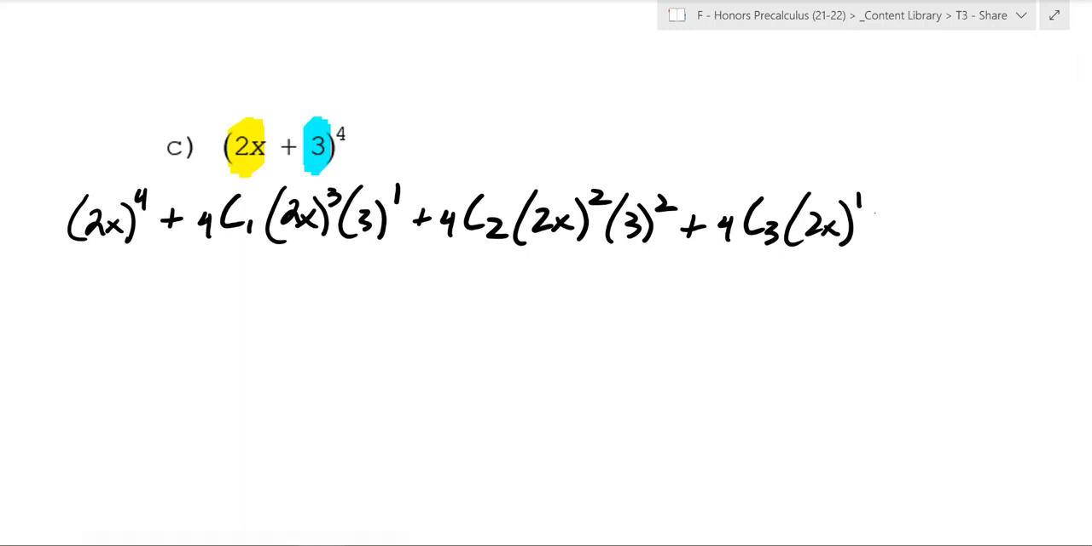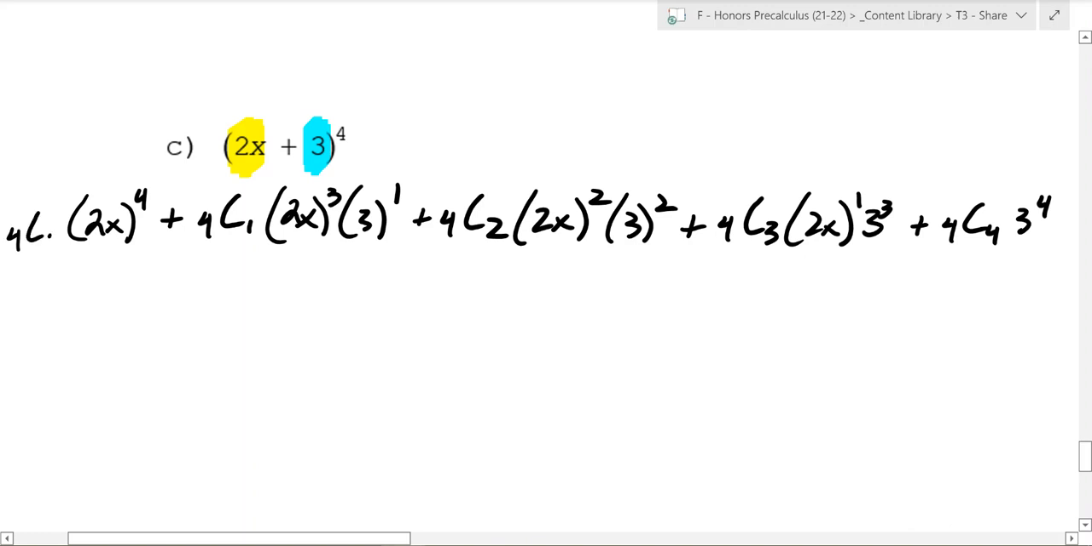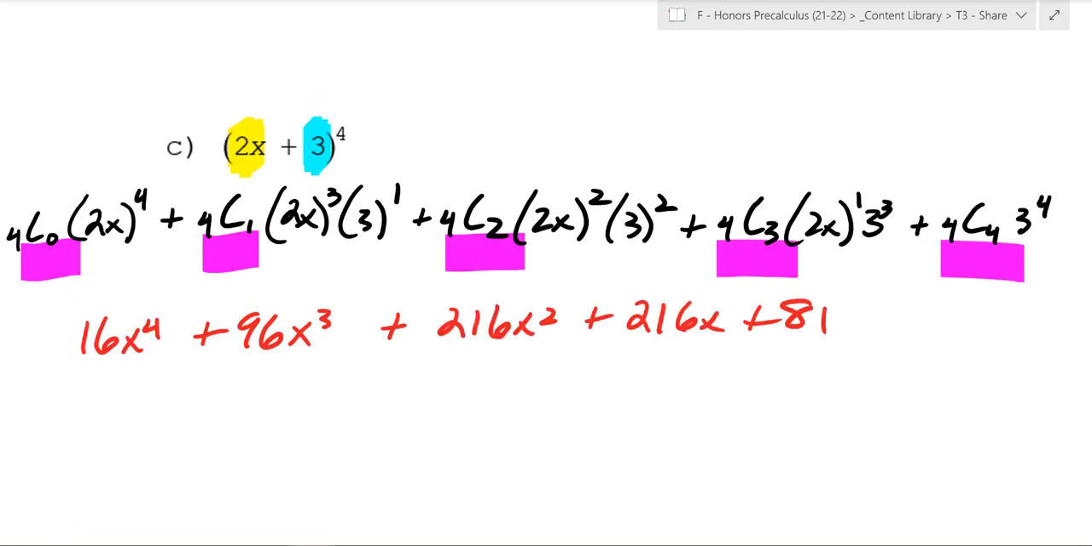2x to the 1st, and then 3 to the 3rd right there. And then you're going to have the last one just be 4 choose 4, which is 1, times 3 to the 4th. And when you do this whole thing out, remember there's also an invisible 4 choose 0 if you want to put that there. So in Pascal's triangle, our values are here, here, here, here, and here. And now when you clean this up, you end up with this polynomial, and this is the form I want you to end up with.